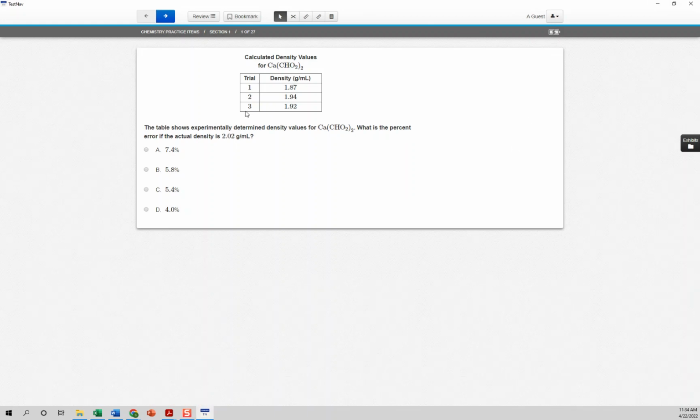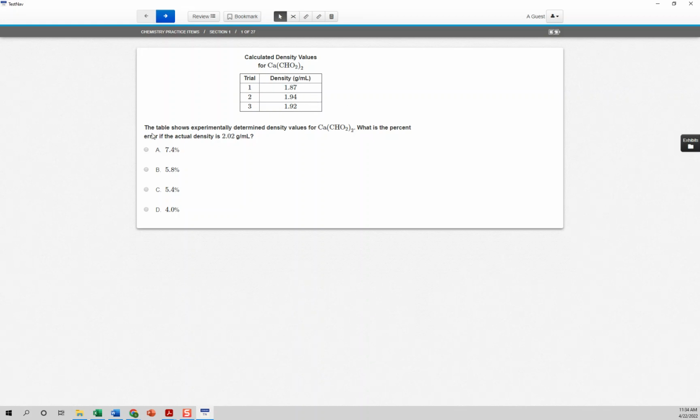The table shows the experimentally determined density values for this compound. What is the percent error if the actual density is this? So this is what our true value is, and what we need to do with that data is get an average, and that'll be our experimental data. So we're going to add these up: 1.87 plus 1.94 plus 1.92. We're going to divide by 3, and the average comes out to be 1.91.